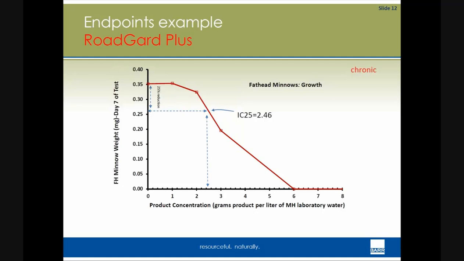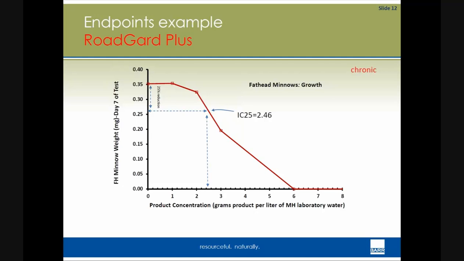So you can see with fathead minnows in this growth test that IC25 is simply a 25% reduction in growth compared to the controls. And so you can see with this dose-response relationship for fathead minnows and this RoadGuard Plus product, there's very little effect up to 1 gram of product in a liter of laboratory water, and then they begin to decline.